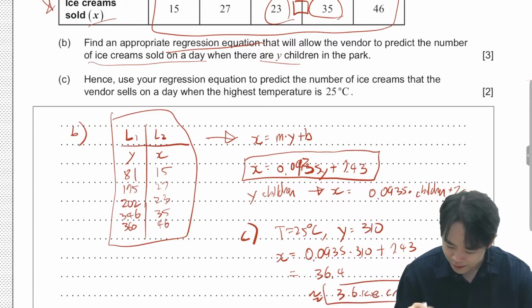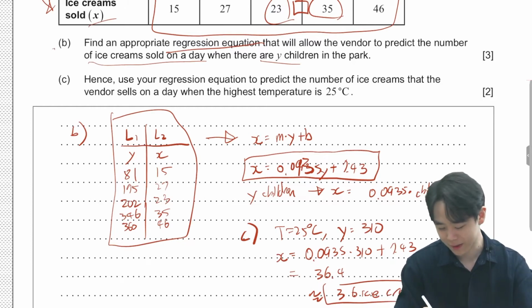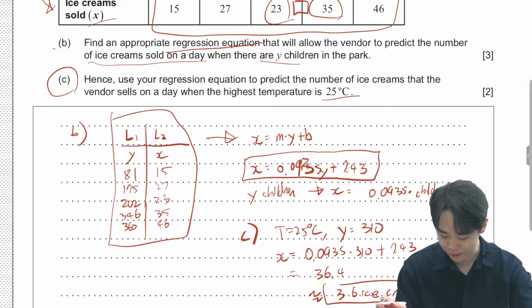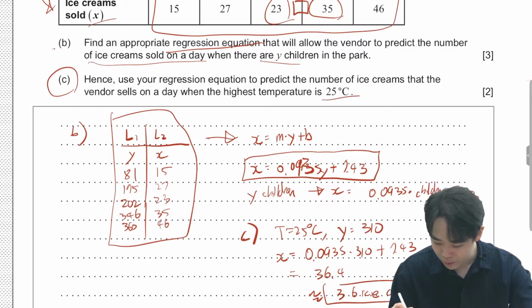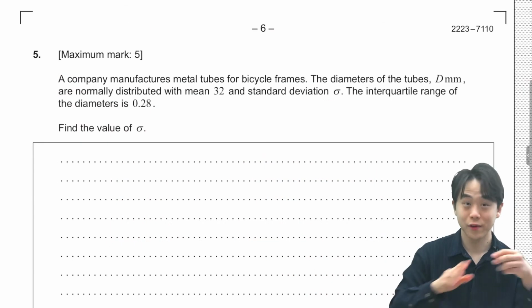Right, so once you found your regression equation in part B, the rest is a piece of cake. We just have to substitute in our target value, and that says we're going to sell 36 ice creams. Let's now move on to number 5.